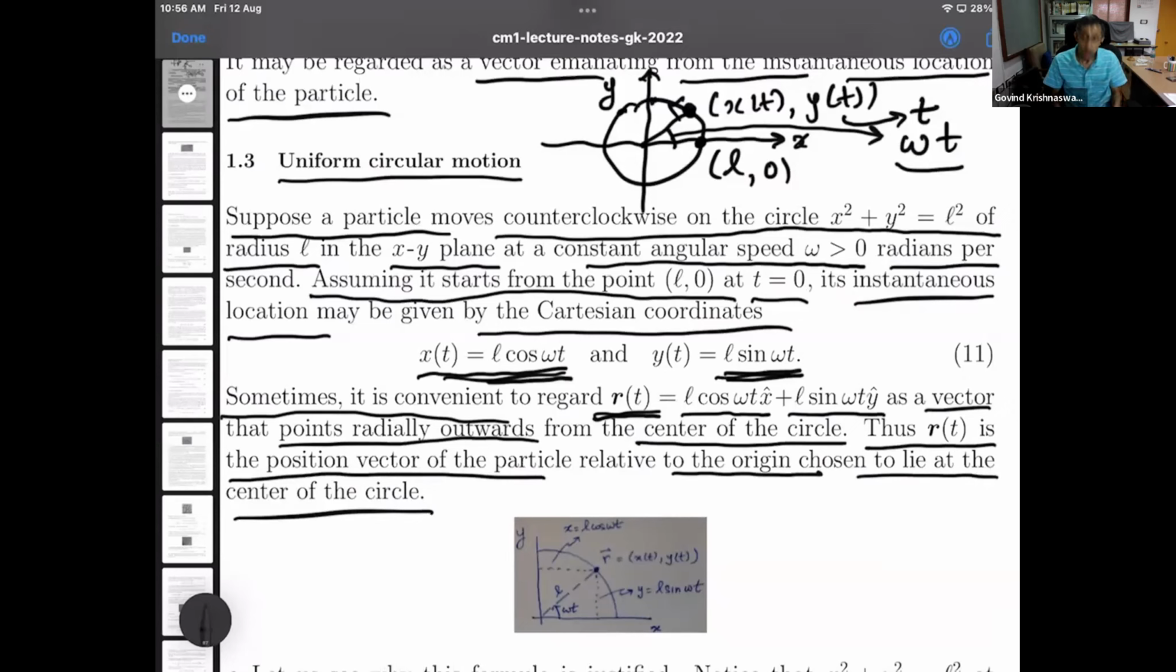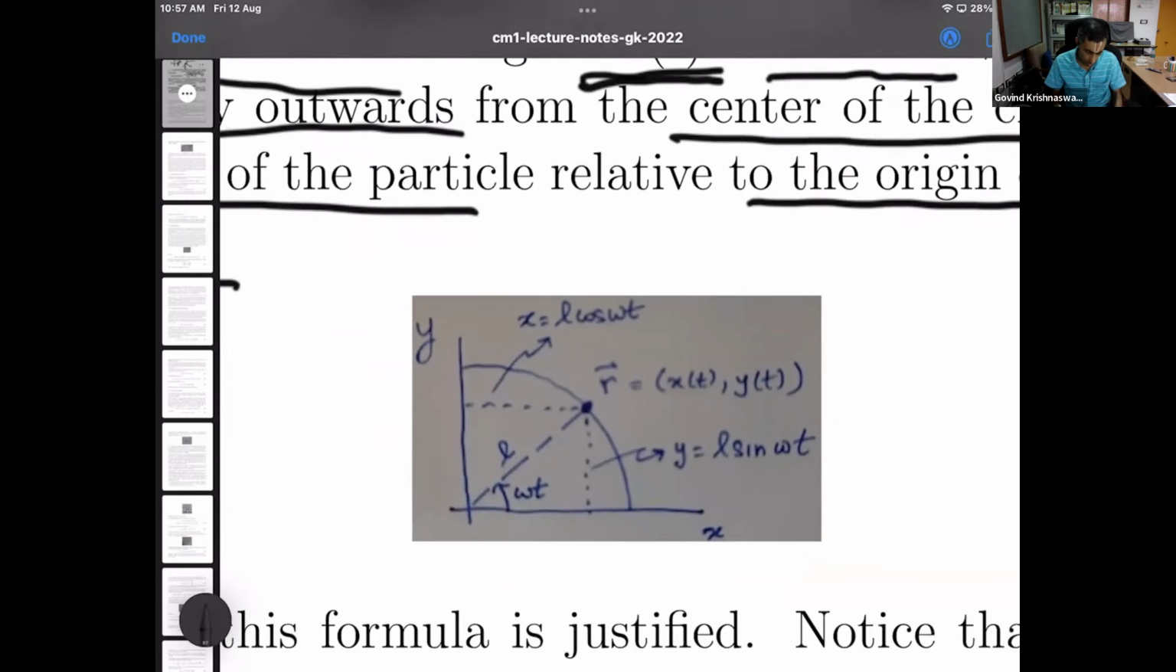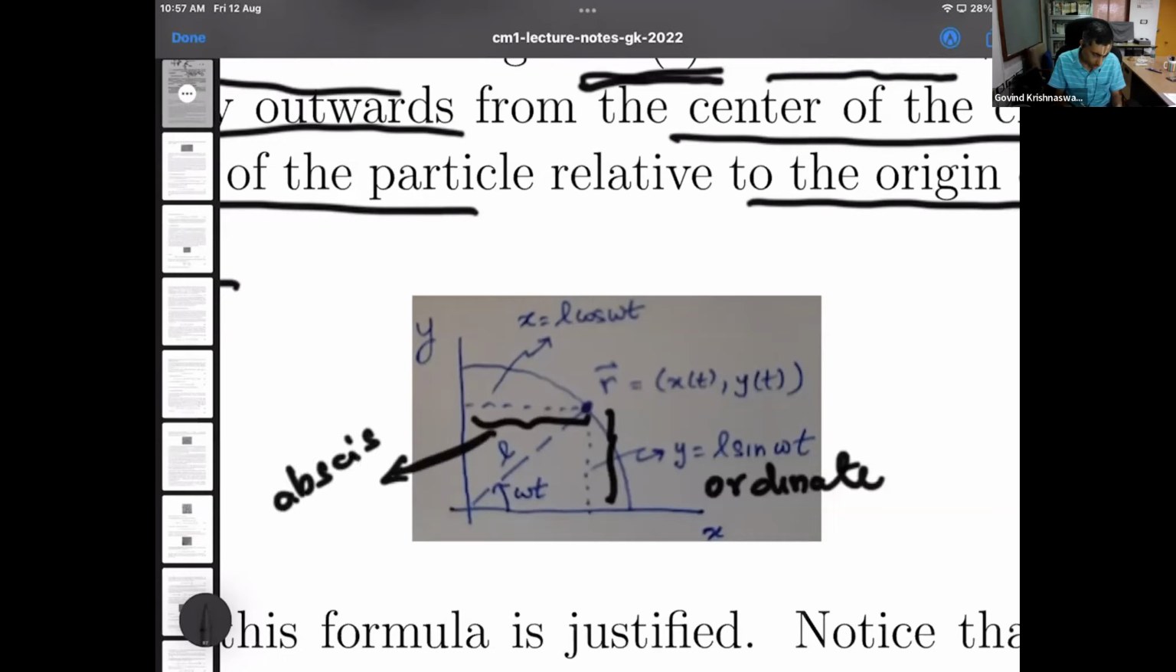So I think all of this hopefully is reasonable to you. Of course, this picture makes it clear. It just repeats what we have already said. This is the vertical height of that point, also called ordinate. And this horizontal distance is called abscissa. Okay, and the radius of the circle is L.